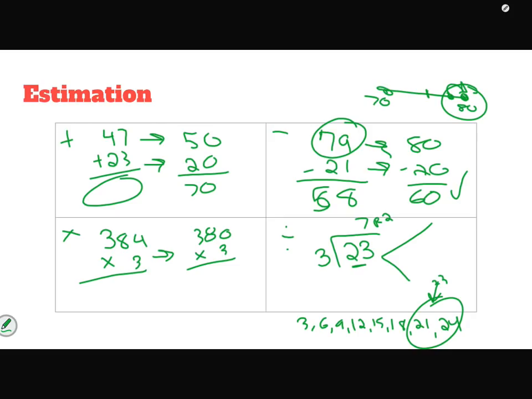So I could round 23 down to 21 divided by 3, which gets me 7. Or I can round 23 up to 24 and do that divided by 3, and that would get me 8. And then I can look and see that my answer, 7 remainder 2, falls in between my two answers, and that makes sense.